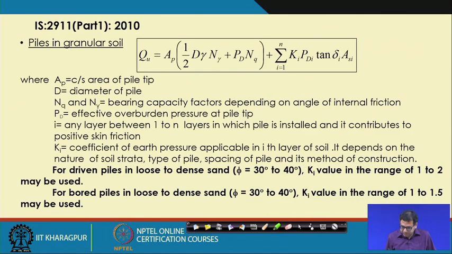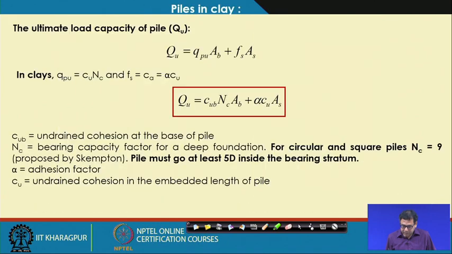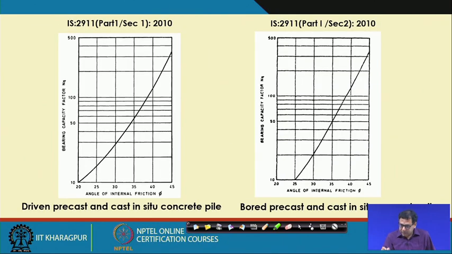And the NQ value, here you have to consider the NQ value corresponding to this, the driven precast or cast in situ concrete pile. So, this is the driven pile. For the driven pile you have to use this chart, for a bored pile you have to use the other chart. So, for the driven pile corresponding to phi 40 degree, this is the value. That value is coming out to be 130. So, NQ is equal to 130.